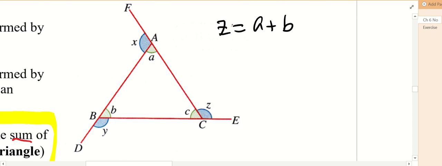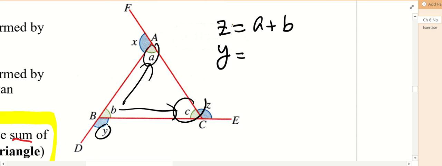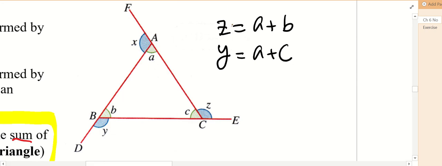Can we do so for angle Y? Which two angles are opposite to angle Y? If you do what I did just now, you realize that it's angles A and C. So Y equals A plus C. This is a special property of triangles. It's something that you also need to remember and it will be very, very useful.